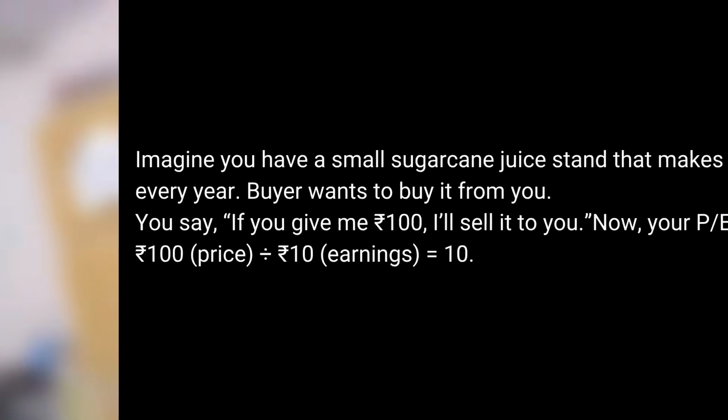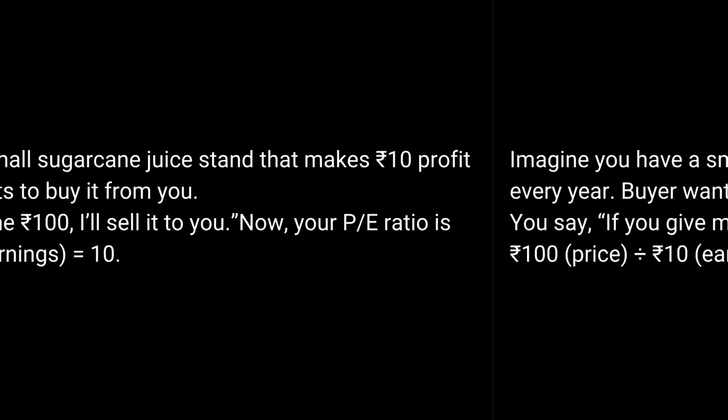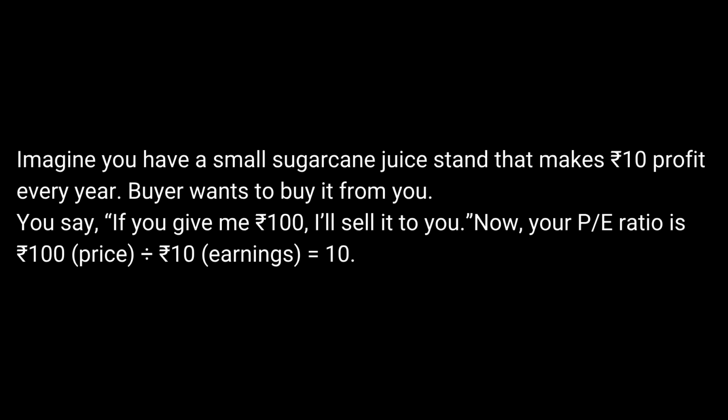Let's say I have a small sugarcane juice stand which I am willing to sell. Now the total yearly profit for this stand is 10 rupees. And let's say there is a buyer who is willing to pay 100 rupees for it. So in this case, 100 divided by 10, that means the buyer is willing to pay a 10 PE multiple. Now imagine for the same sugarcane juice stand, there is a buyer who is willing to pay 200 rupees. In that case, the PE multiple will become 200 divided by 10, that means 20.